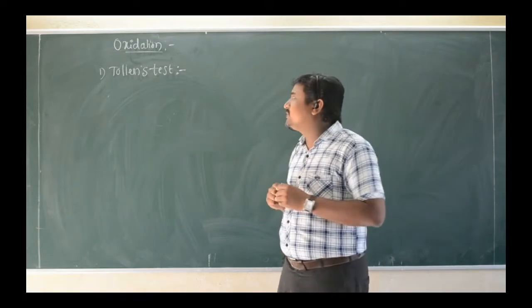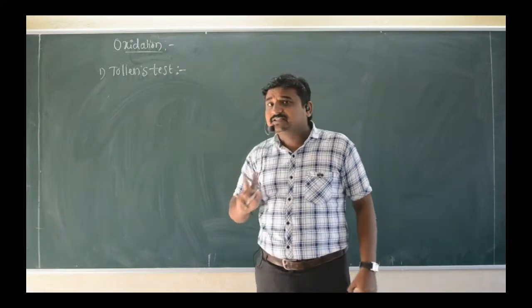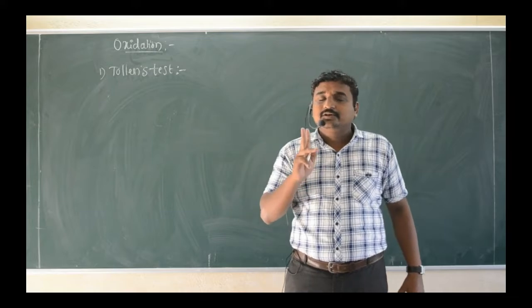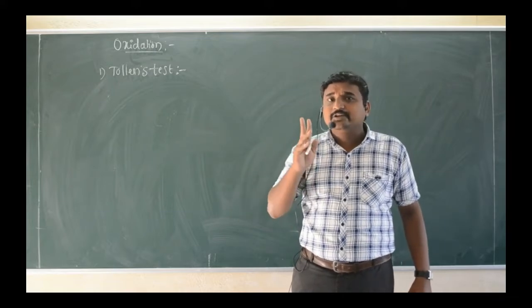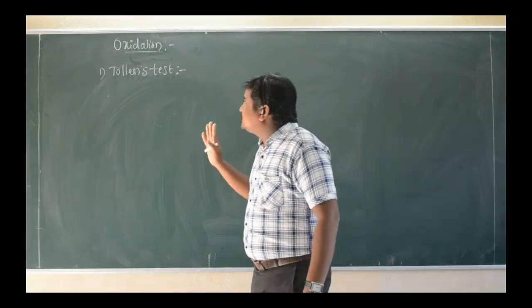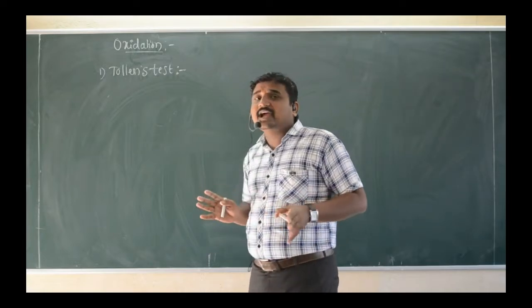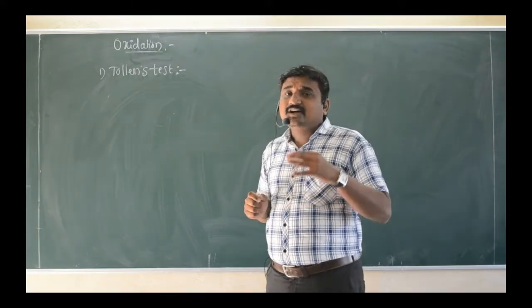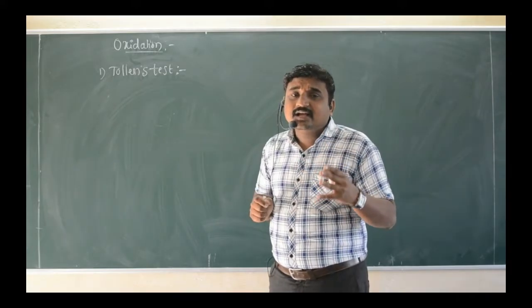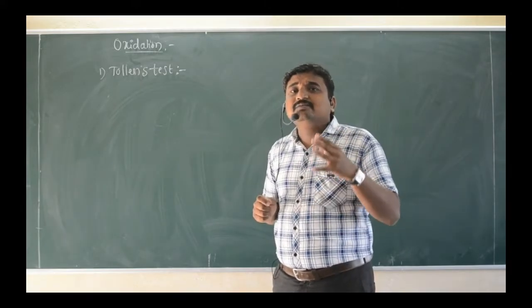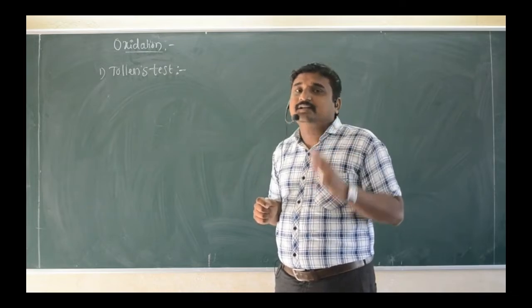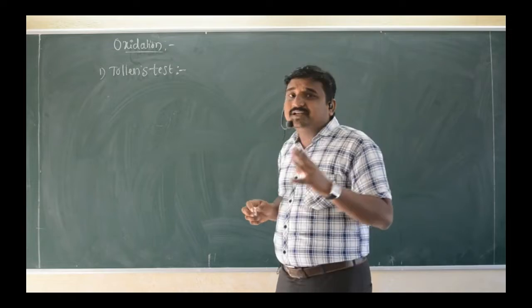Already I have told you that these are the two tests, the Tollens test and Fehling's test, which are used to distinguish aldehydes from ketones. In the Tollens test, the aldehyde reacts with Tollens reagent, that is ammoniacal silver nitrate, and produces a silver mirror or black silver precipitate. That is called the Tollens test.